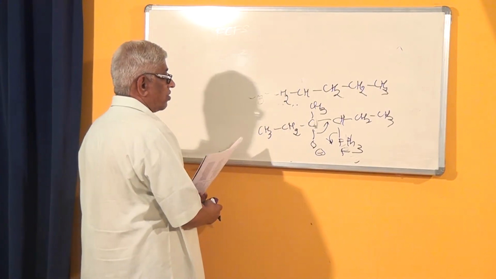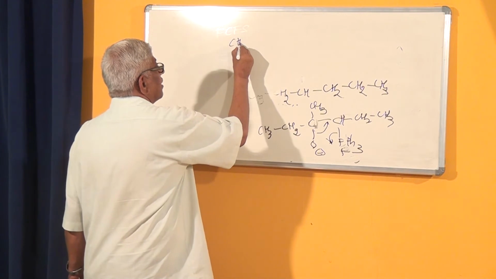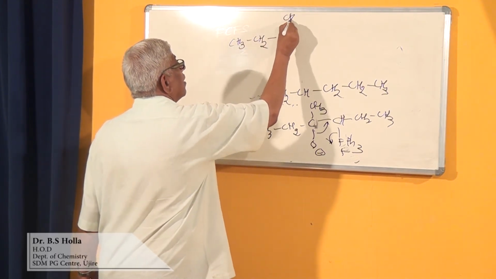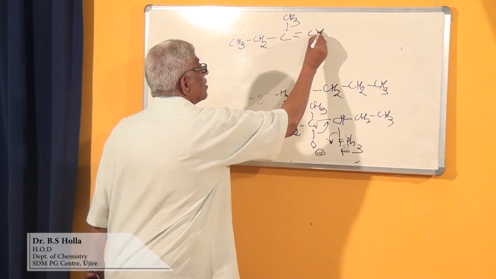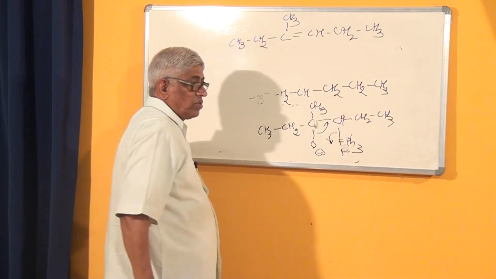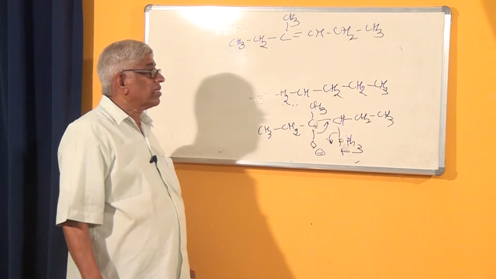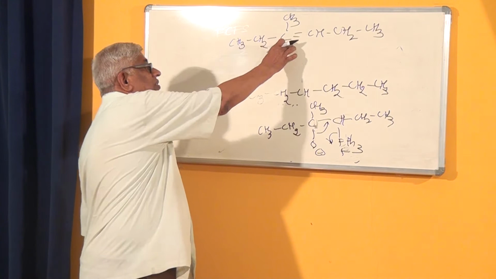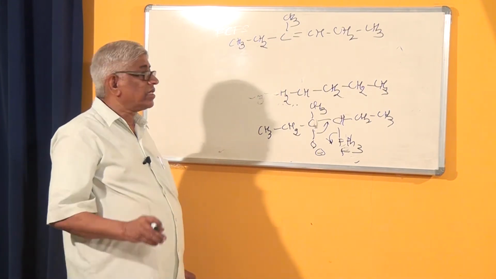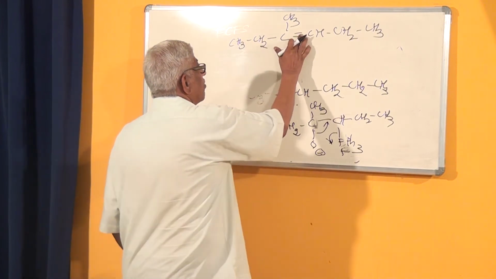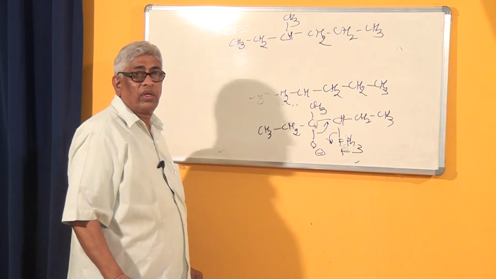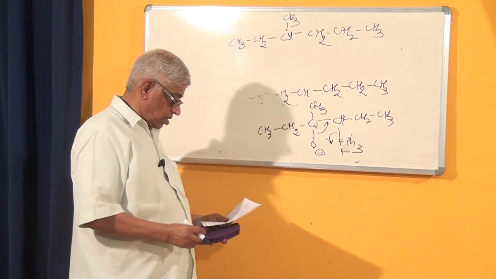The result is that you end up with an olefin: CH3, CH2, C, CH3, double bond CH, CH2, CH3. Now you have a skeleton for 3-methyl hexane. All that you need is a reduction of the functional group. After formation of the C-C bond, you end up with this one. If you reduce it, you will end up with the required compound, that is 3-methyl hexane.